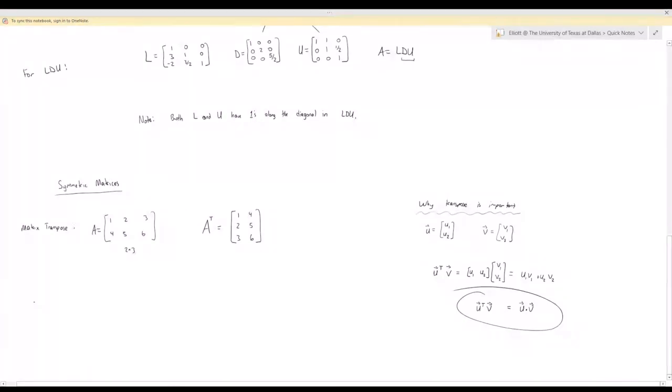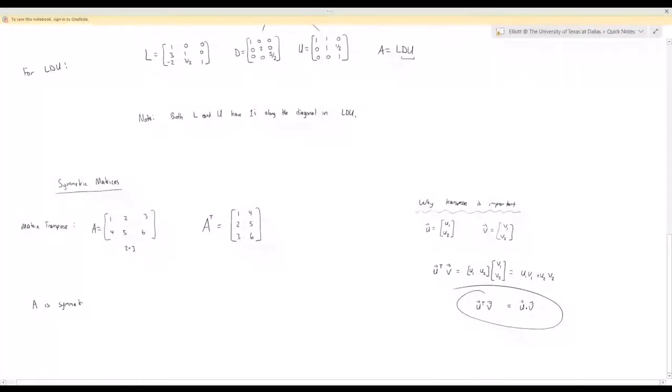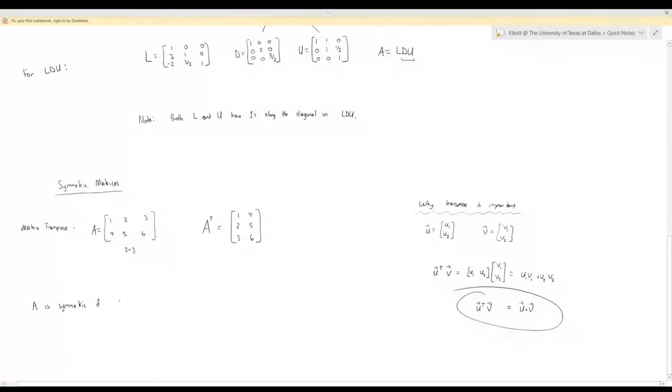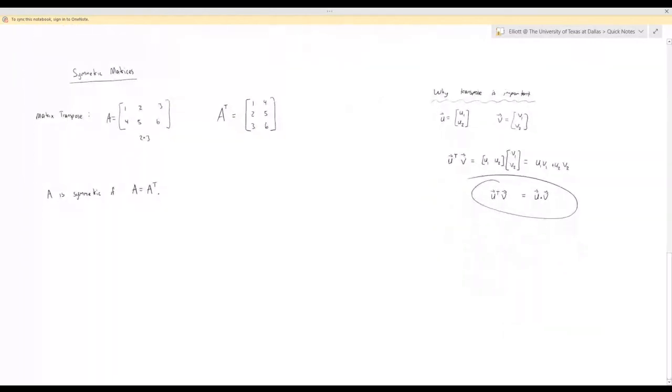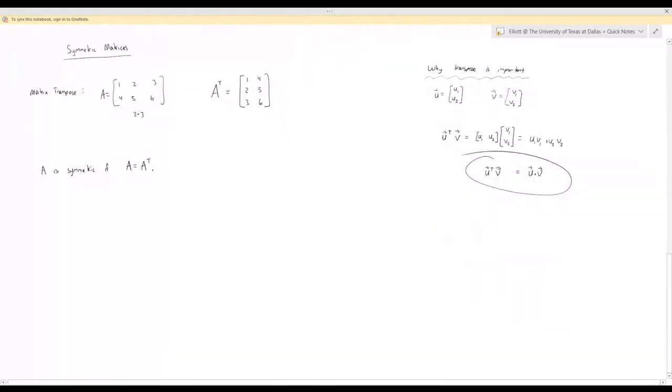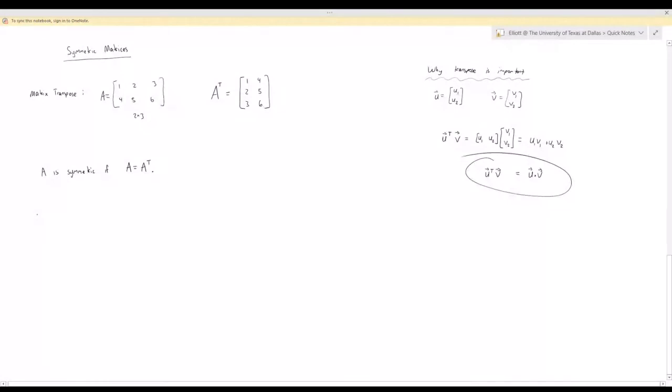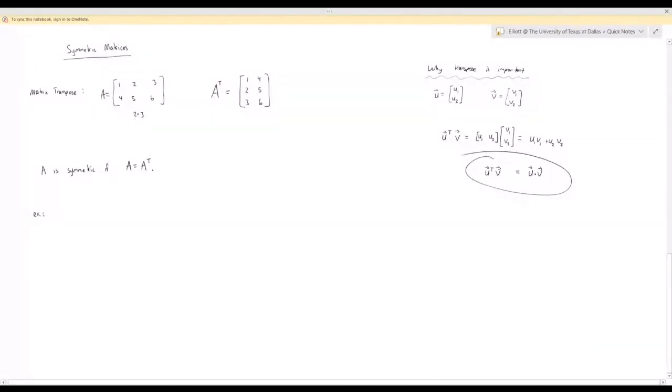Now, we said that a matrix A is symmetric if it is equal to its own transpose. Okay, so that's the definition of a symmetric matrix. A is symmetric if it is equal to its own transpose. So just as an example of how that would work.